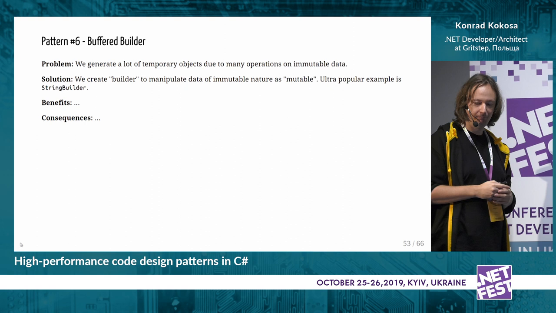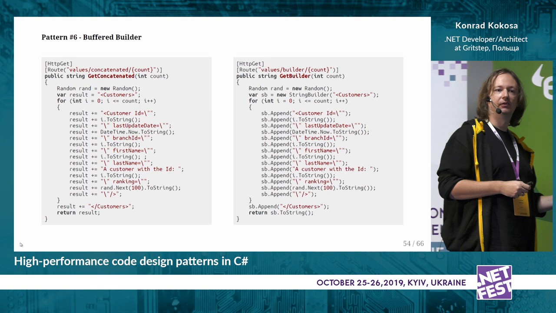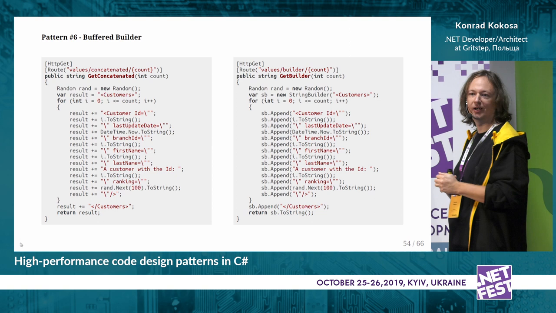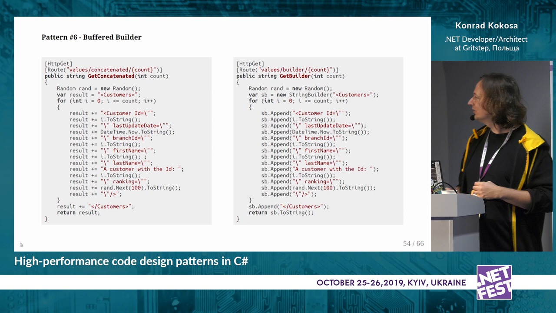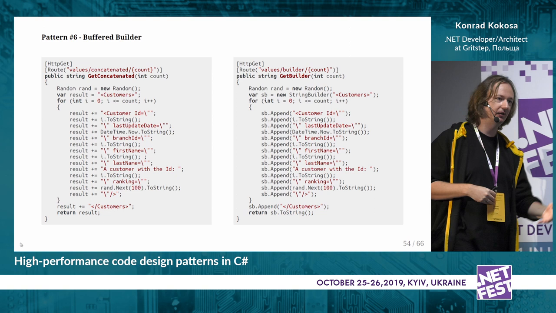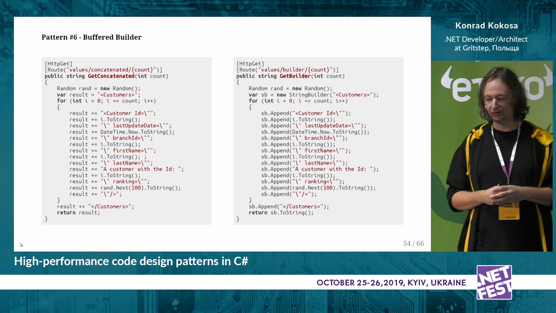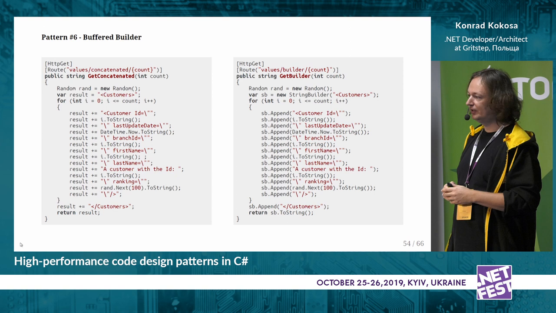So I've just created a very simple example to show you the difference. We have two actions in our controller. The left controller is a disaster in terms of performance because it creates a lot of temporary strings. Every line is just using string concatenation, which means that we are creating a new temporary string that will be replaced in the second line and so on. The right side is a StringBuilder. Exactly the same code, exactly the same result, producing some XML, exactly the same logic, in fact. The difference is that it is using StringBuilder. And the difference is that it is a buffered builder.